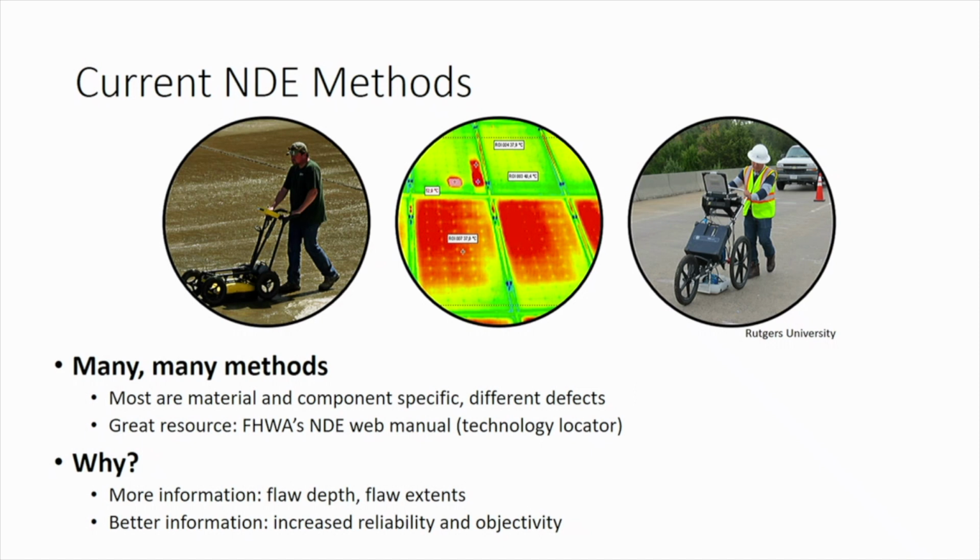One great resource that everyone can use is the FHWA NDE web manual. You can find technologies that fit your inspection purpose. For instance, if you're looking for fatigue cracks or subsurface delamination in concrete, you can find a simple explanation and how to implement that. And why do we need the NDE? Again, for a better and more comprehensive evaluation and inspection. And we also get better information rather than just a visual inspection.